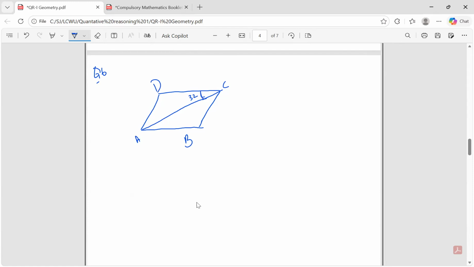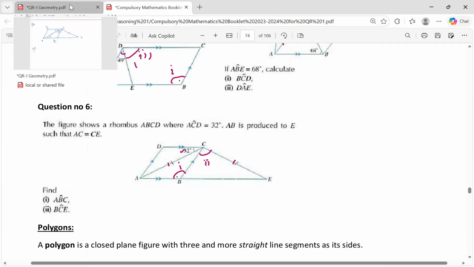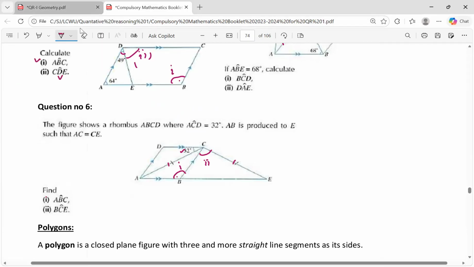And this side is produced to another point E such that this length is equal to this length. Since this angle is 32 degrees, in the solution this angle will also be 32 degrees. And since in a rhombus diagonals divide the angle into equal parts, this angle will be 32 degrees. We need to compute these two angles, ABC and this one. Let's draw it over here.